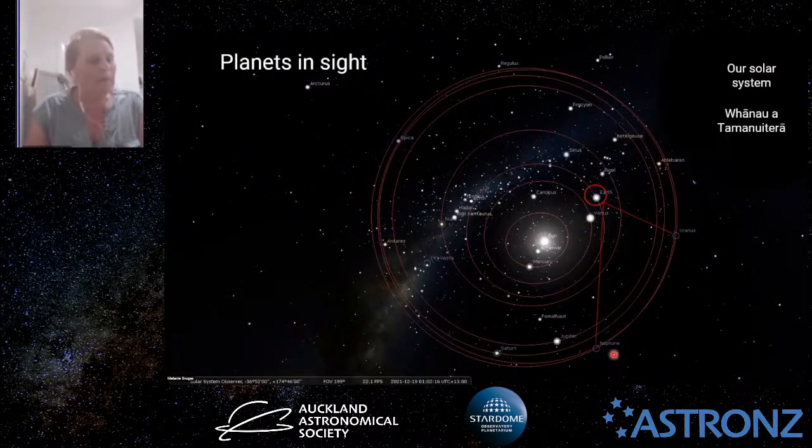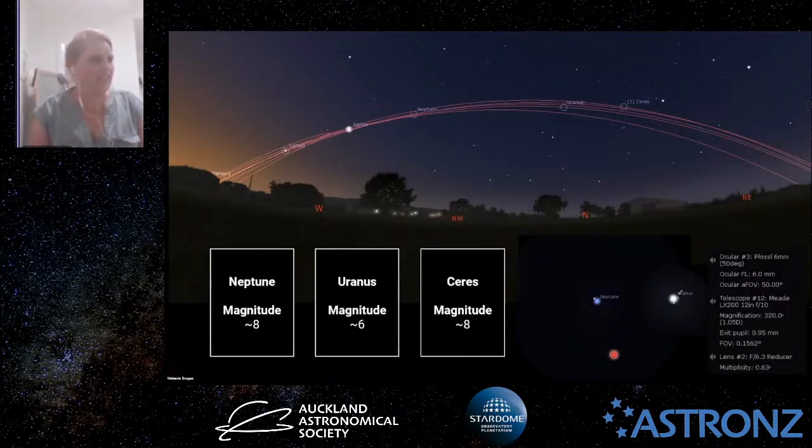Okay, looking to the other side. Now, these aren't visible with the naked eye, of course, but for those of you I know have some really powerful telescopes, may be interested in taking a look at Neptune and Uranus. So they're in a nice arc there, of course, the arc of the zodiac. Neptune at around magnitude positive 8.